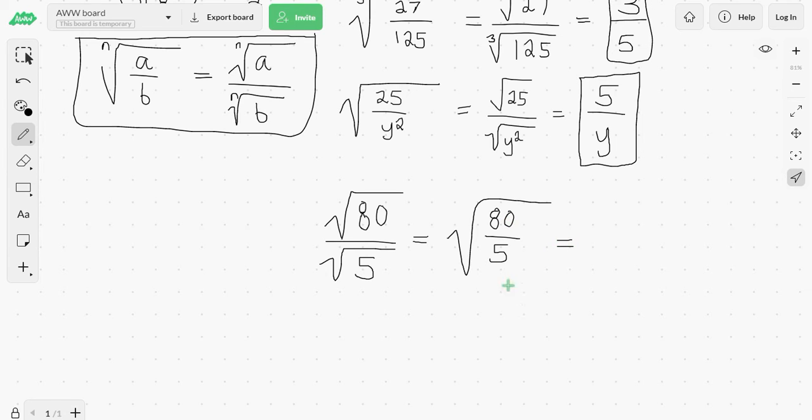Now we just have to calculate what 80 over 5 is. I believe it's 16. So we take the square root of 16 and we just get 4. So that's our final answer on that problem.